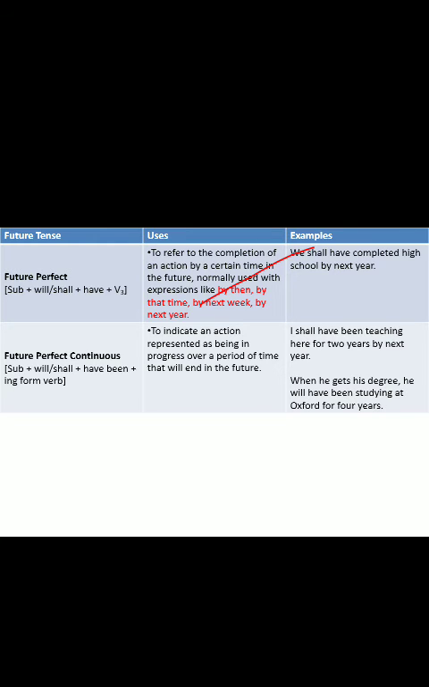So, it is written here, future perfect continuous tense is used to indicate an action represented as being in progress over a period of time that will end in the future. For example, I shall have been teaching here for 2 years by next year.